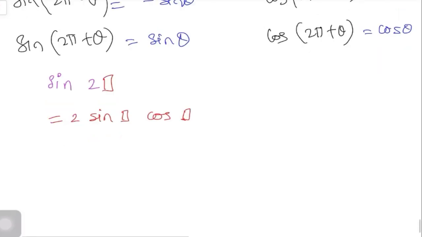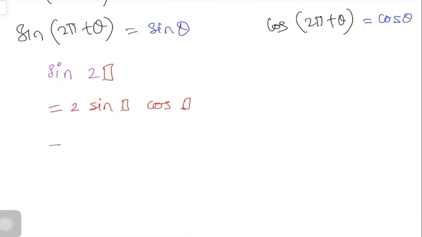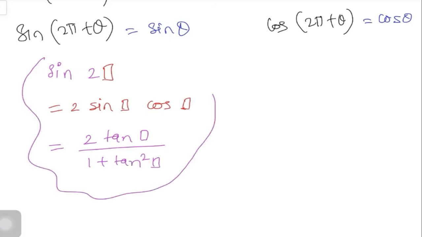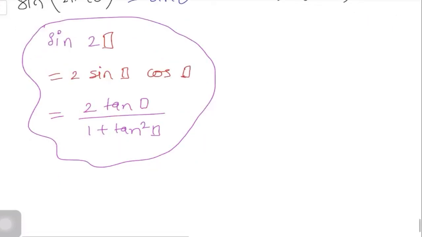Then the next one: in terms of tan there is also a formula. What is the formula in terms of tan? 2 tan angle divided by 1 plus tan square angle. So this you must know, okay? This is a very important formula. Is it 1 minus? No, 1 plus tan square theta. 1 plus tan square theta. Okay, so this is a very important formula.